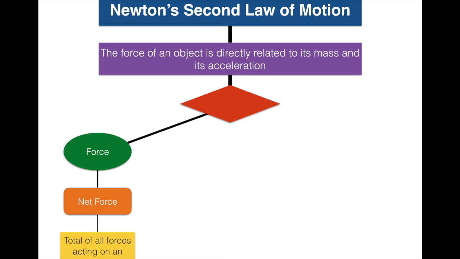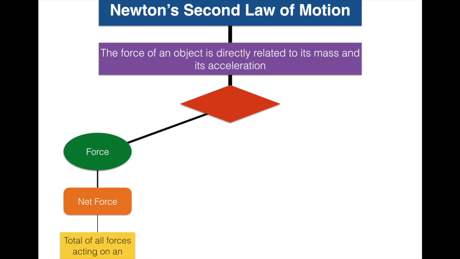So let's go ahead and go to our graphic organizer. The force of an object is directly related to its mass and acceleration. We have our diamond, and we're talking about the force. We talk about the net force, and the net force is the total of all forces acting on an object, okay? Some cancel each other out. If they cancel each other out perfectly, the force is balanced, it's at rest. If it's not balanced, then it's unbalanced, and as a result, we have some motion.